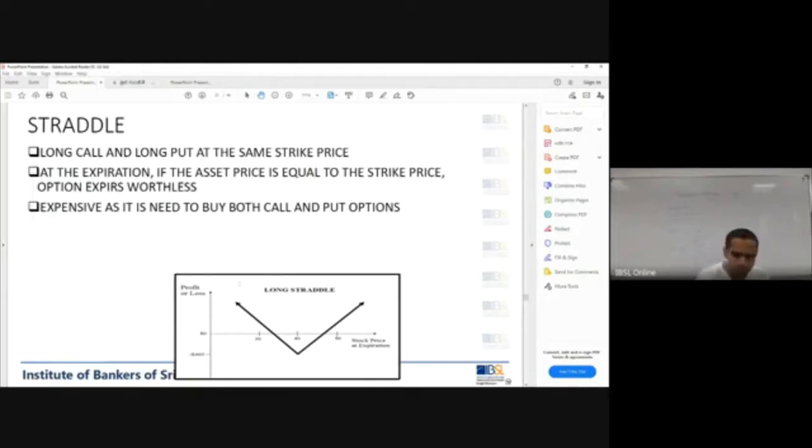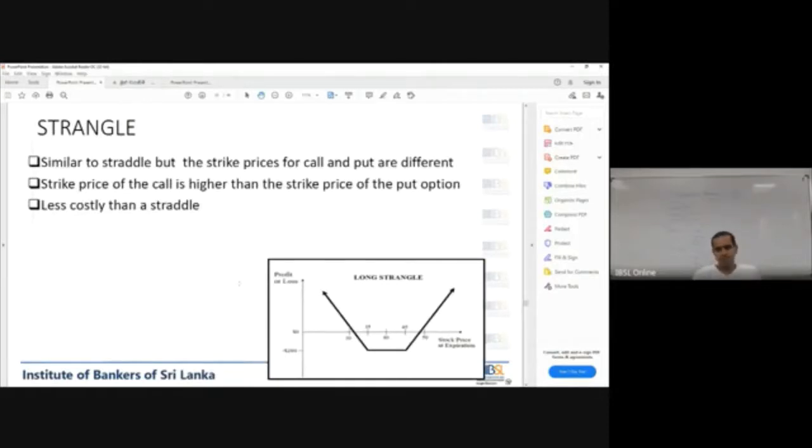So this is a straddle. Then the next one is a strangle, going long a call option and a put option at different strike prices. The call option will have a higher strike, the put option has a lower strike. So for that reason, a strangle is cheaper than a straddle, because it is not at the same strike price, but at different strike prices.